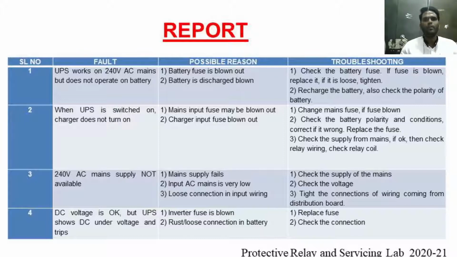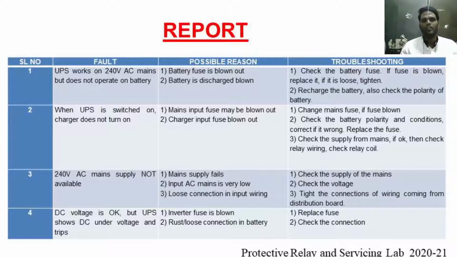The second fault may be that when the UPS is switched on, the charger does not turn on. It does not charge the battery. The reason may be that the mains input fuse is blown out, or the charger input fuse is blown out. The solution is to change the mains fuse if it is blown out, check the battery polarity and conditions, correct it if it is wrong, and replace the fuse. Third, check the supply from the mains. If it is okay, then check the relay wiring, and if there is some problem in the relay wiring, then check the relay coil or replace the relay coil.